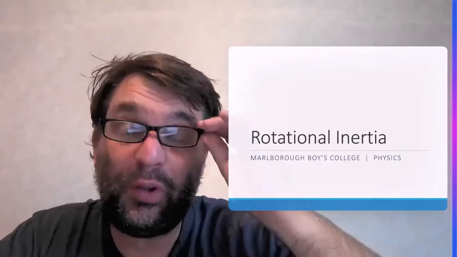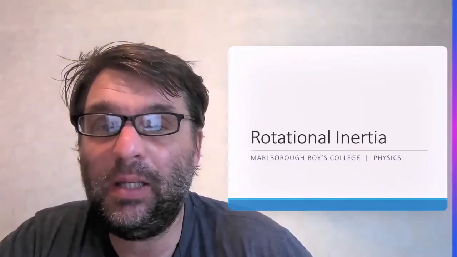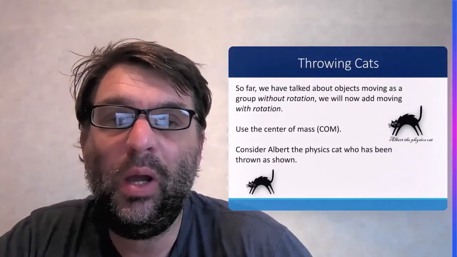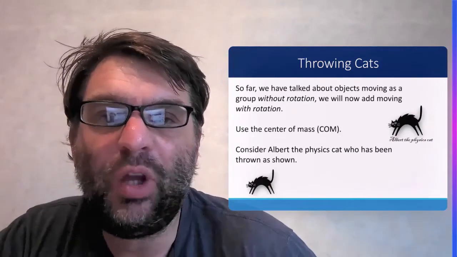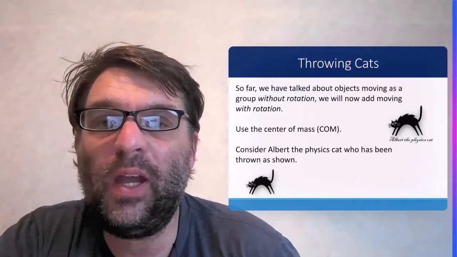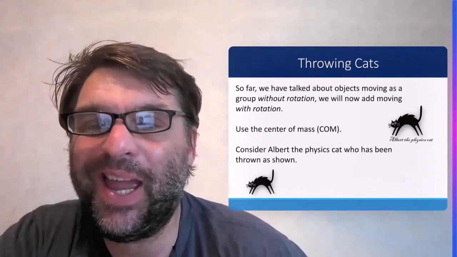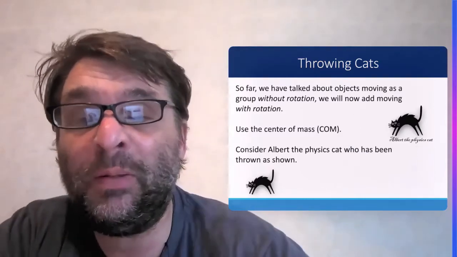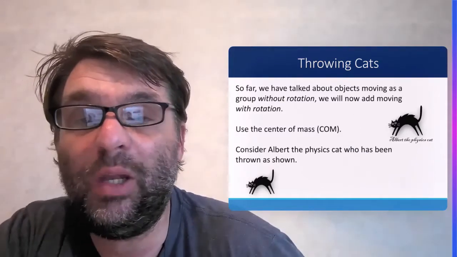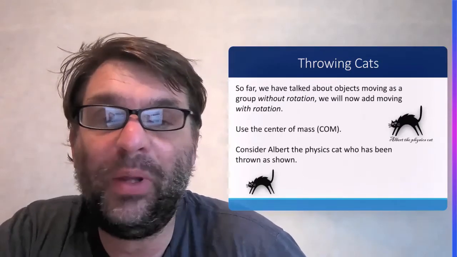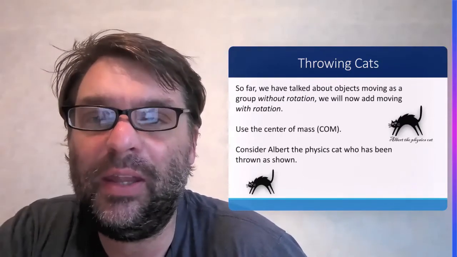So welcome Level 3 physicists to our next lesson in NCEA Level 3 Mechanics, Rotational Inertia. So imagine throwing cats. So far we've talked, at least in Level 2 Physics, about objects moving without rotation. So now we're going to add in the concept of rotation, and we're going to use the concept of the centre of mass that we learnt about earlier. Okay, so consider throwing Albert the cat across the slide.